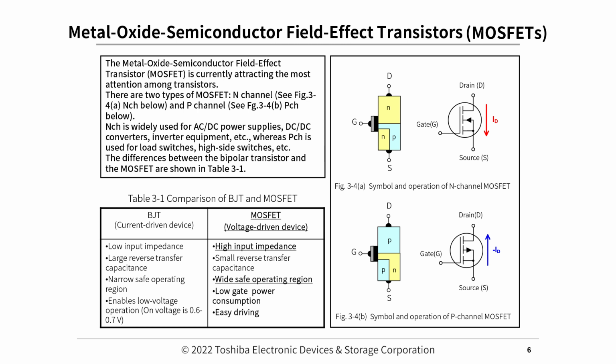Metal oxide semiconductor field effect transistors, MOSFETs. The metal oxide semiconductor field effect transistor, MOSFET, is currently attracting the most attention among transistors. There are two types of MOSFET, N-channel and P-channel. N-channel is widely used for AC-DC power supplies, DC-DC converters, inverter equipment, etc., whereas P-channel is used for load switches, high-side switches, etc. The differences between the bipolar transistor and the MOSFET are shown in Table 3-1.